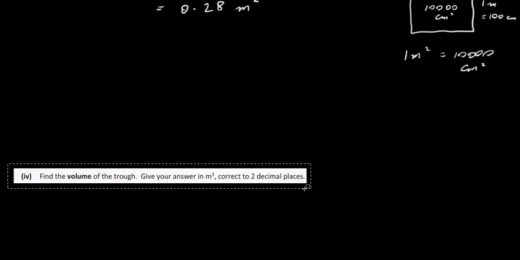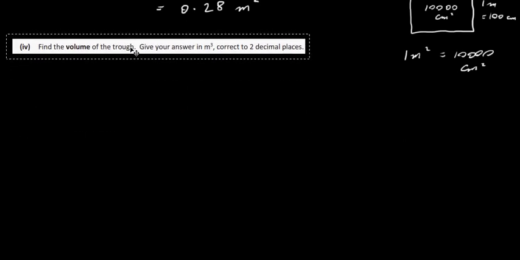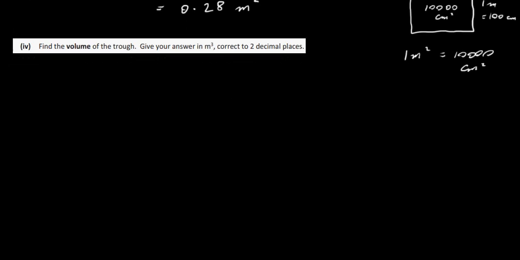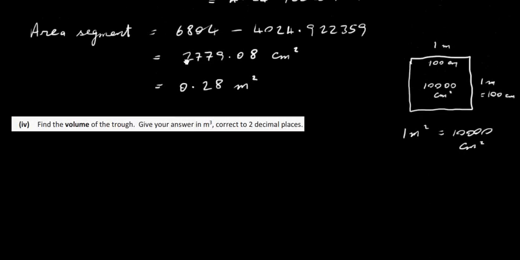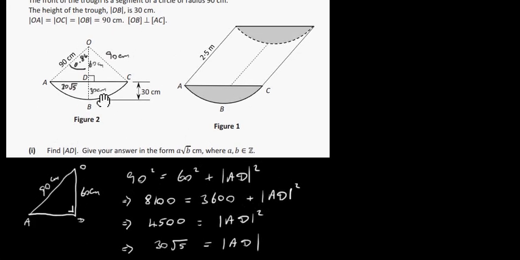Now we've got to find a volume in this case, so the volume of the trough. Give your answer in meters cubed to 2 decimal places. So again, if we look back at our original diagrams, we've just found this area here and we found that to be 0.28 meters squared. The length of our trough here is 2.5 meters, so we know this area here is 0.28.